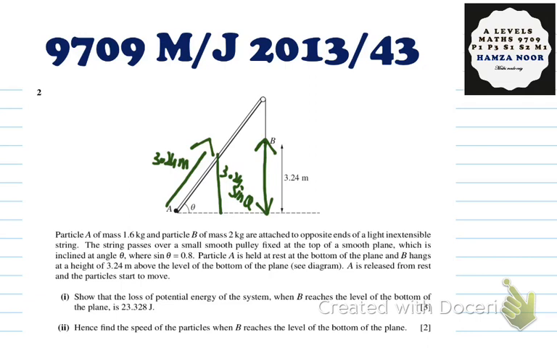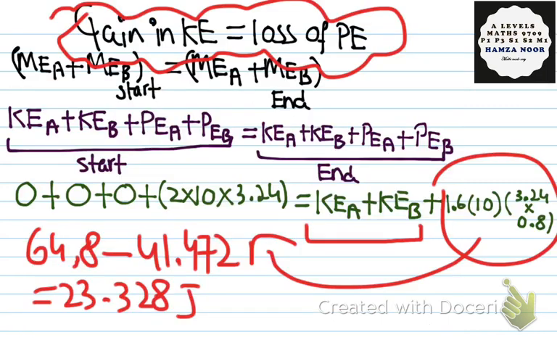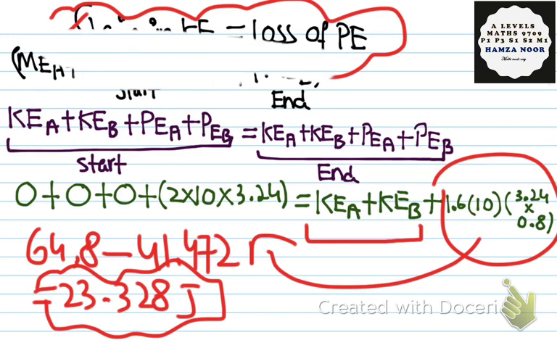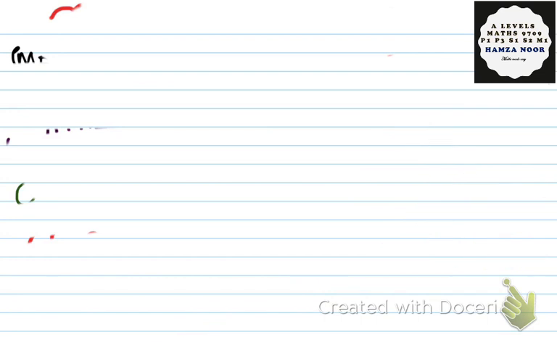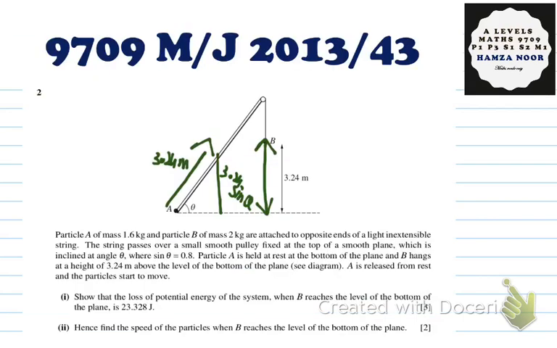You need to find the speed of the particles, both A and B, because A and B are connected through the system, when B reaches the level of the bottom of the plane. First we know that the loss of potential energy is 23.328 joules, but you also know that the loss of potential energy is exactly equal to the gain in kinetic energy. Let me just remove the working so I can explain it over here. So we have found the loss of potential energy and the gain in kinetic energy from the first part. So the gain in kinetic energy is 23.328 joules.